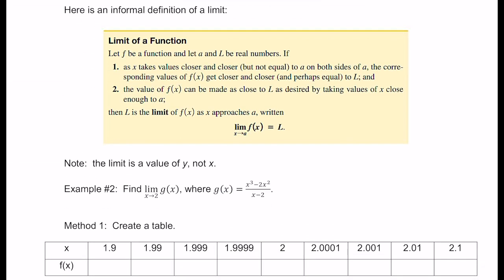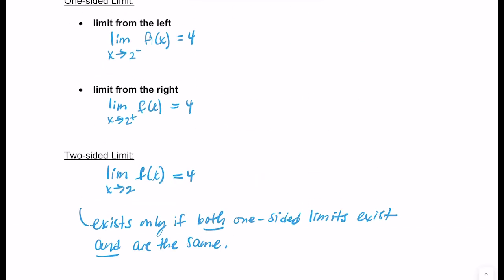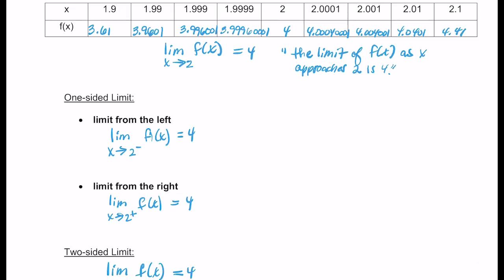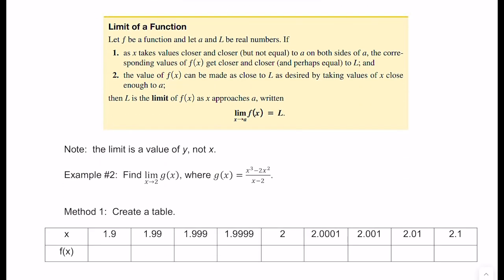The value of f of x can be made as close to L as desired by taking values of x close enough to a. And we see that in the table because we took values that are close to 2 in either direction. Then L is the limit of f of x as x approaches a, and that's how we would write it, as we discussed. Please keep in mind that the limit is a value of y, not of x.